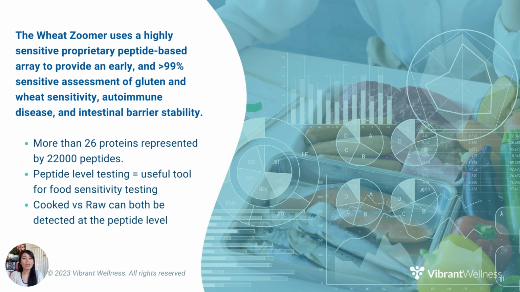A little bit about the Wheat-Zoomer technology. The Wheat-Zoomer employs an exceptionally sensitive, proprietary peptide-based array to offer an early assessment of the following: gluten and wheat sensitivity, autoimmune disease, and the stability of the patient's intestinal barrier, all of which is done with a sensitivity of over 99%. Furthermore, peptide testing stands out as one of several vital tools for assessing food sensitivities. It excels at identifying sensitivities regardless of the food's preparation, so whether it was cooked or uncooked at the time of consumption.